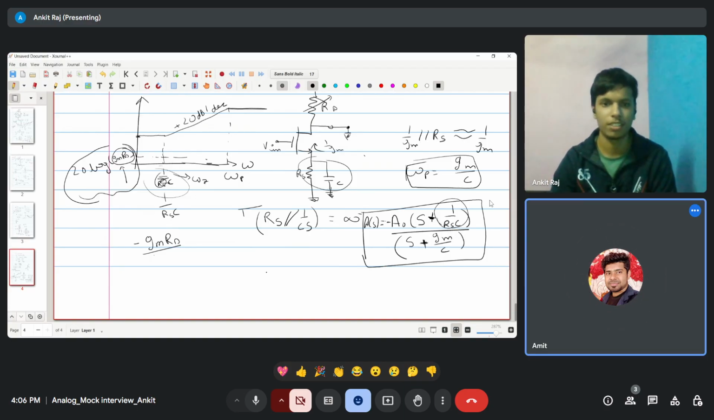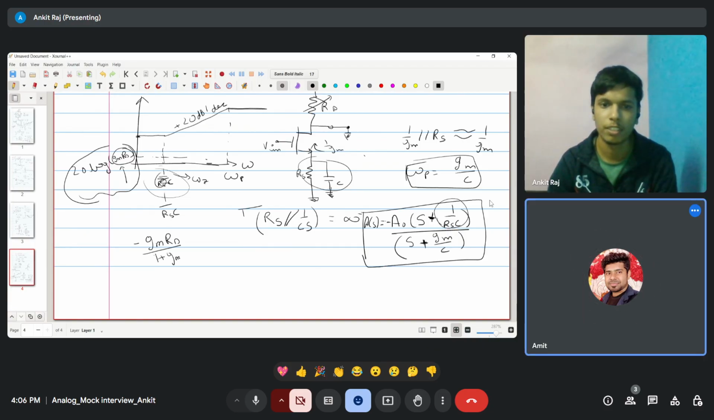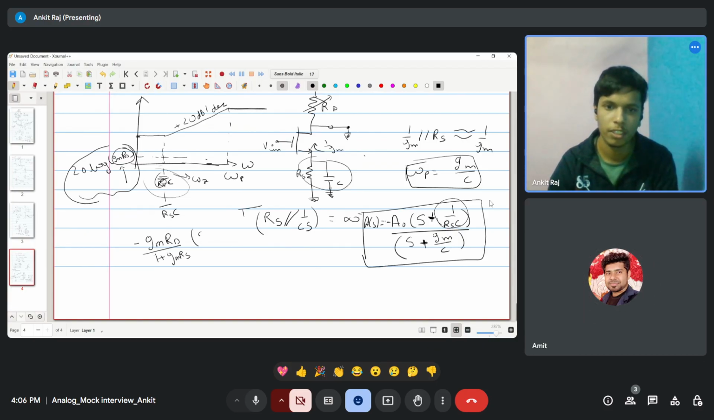It should lie on the left side. Now make everything one by one. So this is the complete gain.